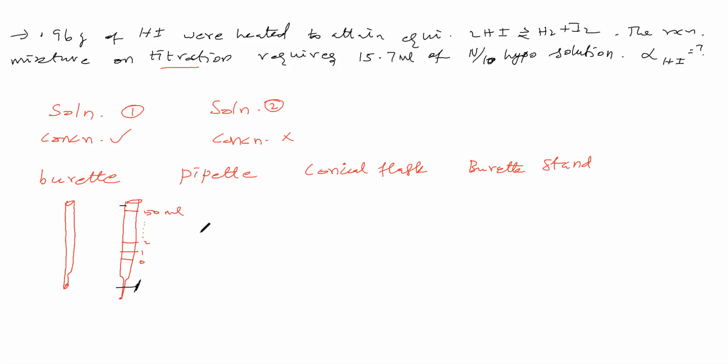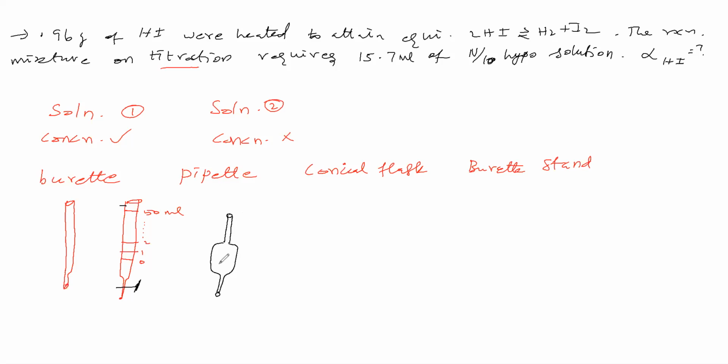Next we will see the pipette. How will the pipette be? The pipette will be like this. Here it will be marked. What will be marked? 10 ml, 20 ml, 5 ml, like this. Whichever pipette you want, you take that pipette. Suppose you want a 20 ml pipette, you take a 20 ml pipette.